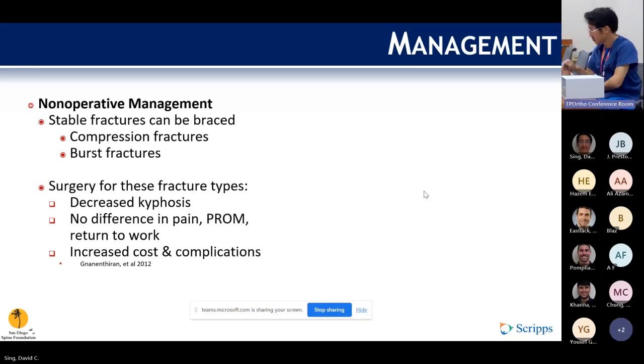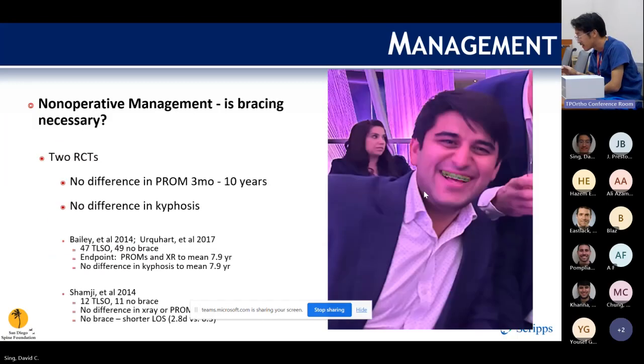However, I think you have to think about it on an individual case-by-case basis. The question of whether or not you should brace is an interesting one. I think some people definitely do benefit from braces. Here's Ryan with his beautiful smile. But overall, there hasn't been hard evidence that bracing makes a difference one way or another, non-operative or operative.